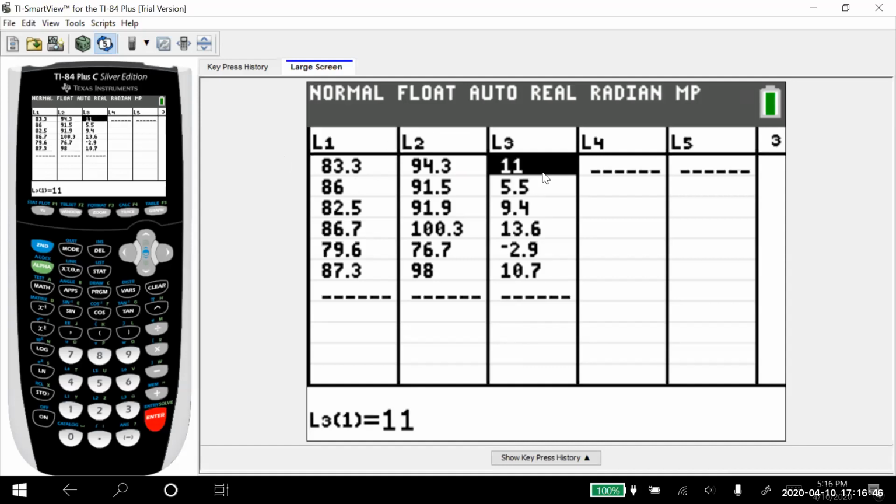Okay, so look, notice the positive numbers. Most of the young ladies gained weight. One of them actually lost 2.9 pounds. And we can see that because her after weight was less than her before weight.